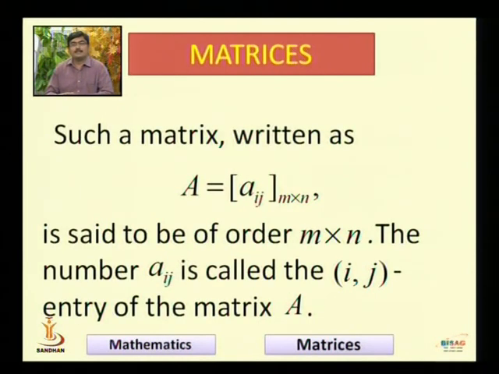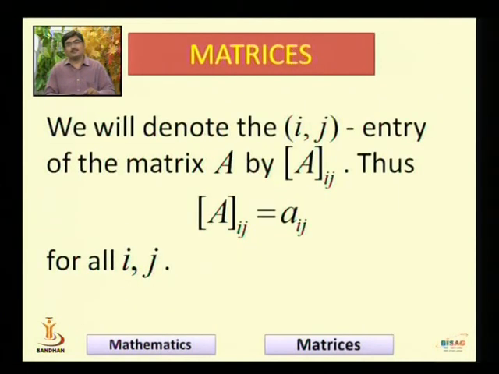A is written like this, Aij. In the bracket we write down m cross n. Here m cross n, which is read as m by n, is actually the order of the matrix, and we sometimes also call it the size of the matrix. So if you are given such a rectangular array, we will say that it is an m by n matrix of complex numbers, and moreover Aij that we have written there is called the ij entry of the matrix A.